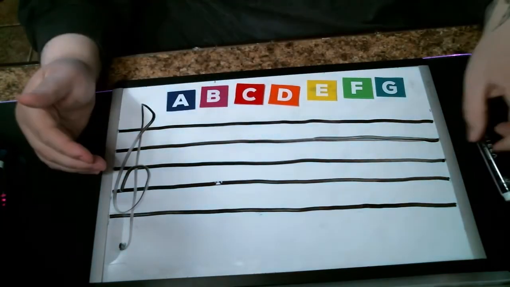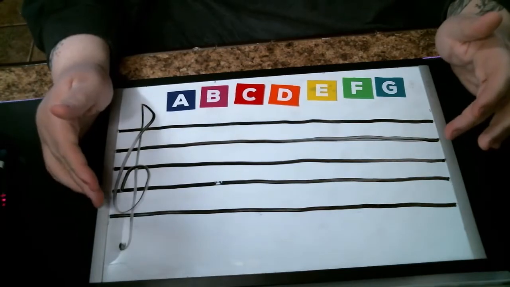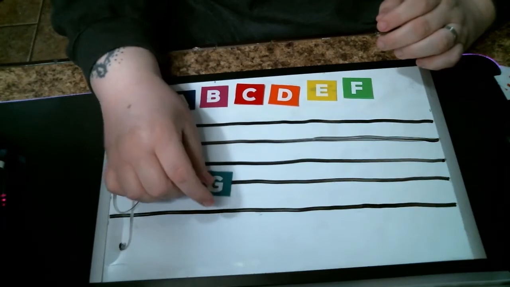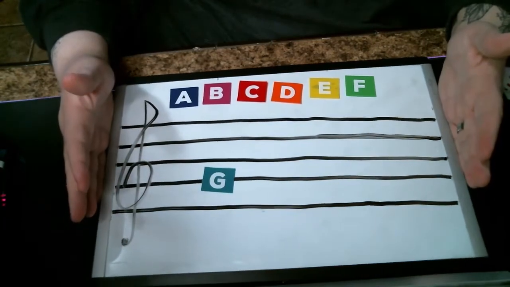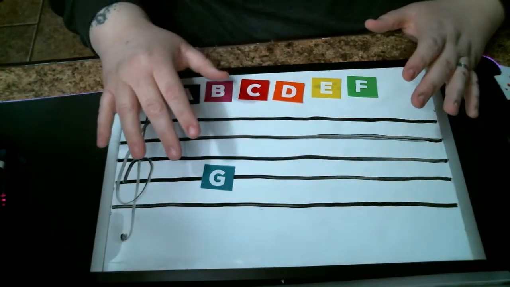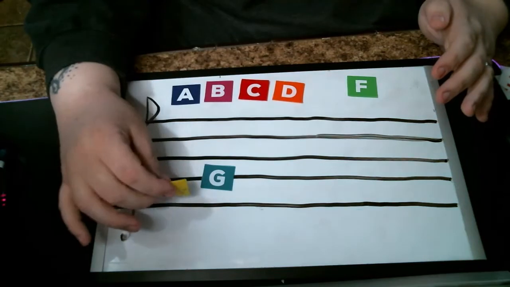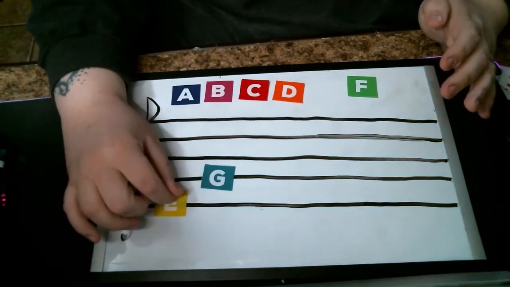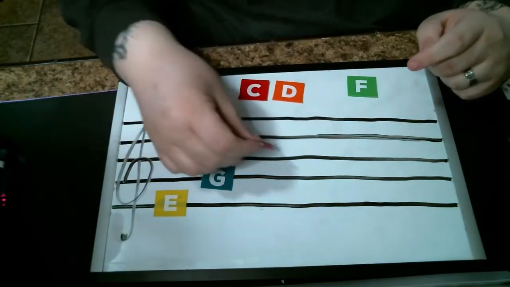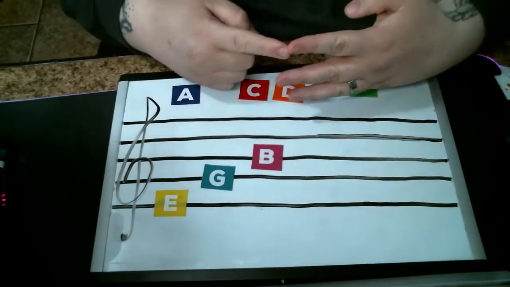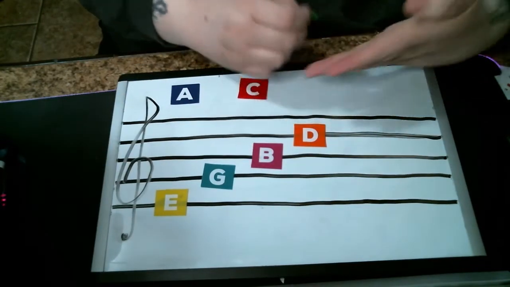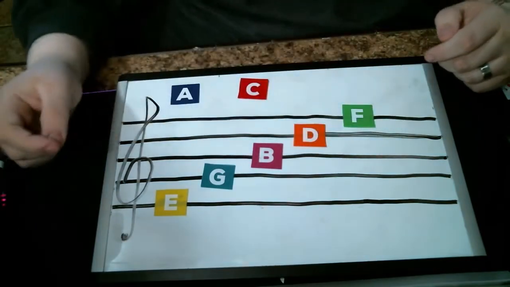And we apply them to this staff. Now, this is the hard part, learning where all of these go. So what we're going to do is take these and put them on here. Our bottom line is E. Our middle line, our third line, is G. Our fourth line is B. And our top line, our thumb, is F.